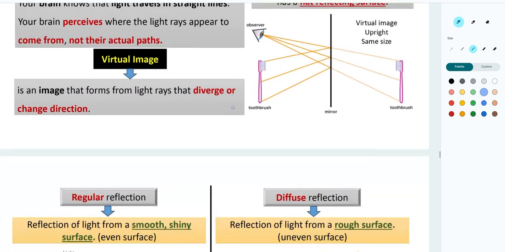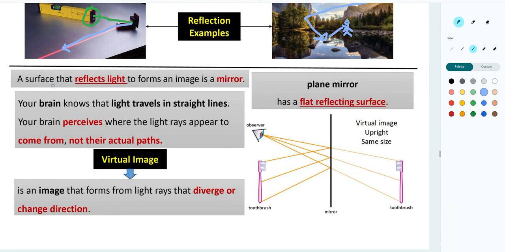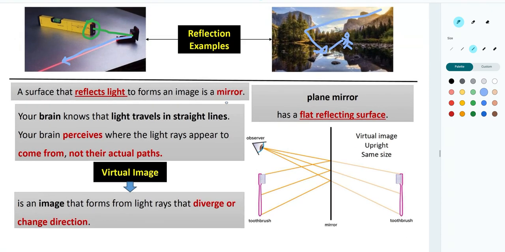A surface that reflects light to form an image is a mirror. Your brain knows that light travels in straight lines. Your brain perceives where the light rays appear to come from, not their actual path. So this is, as I mentioned earlier, our virtual image. If this is our mirror, light is not actually traveling into the mirror. So these rays are virtual rays, not real rays.